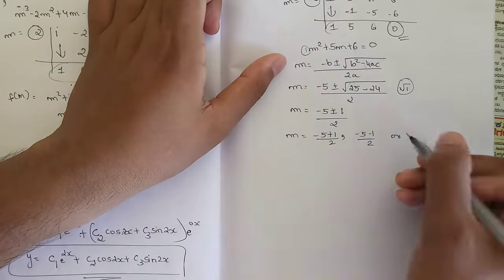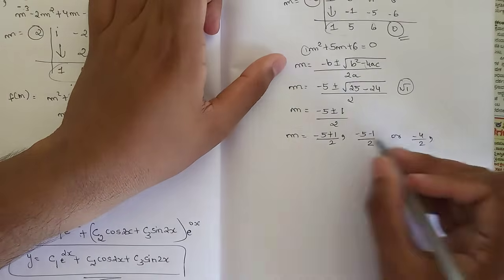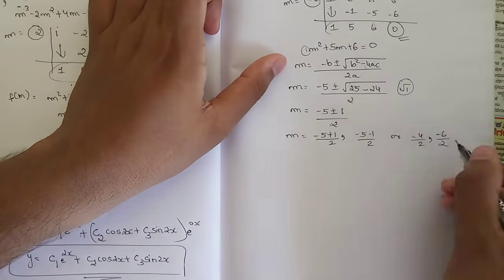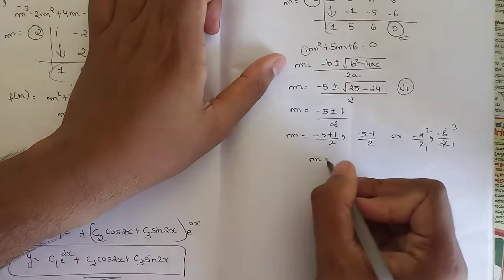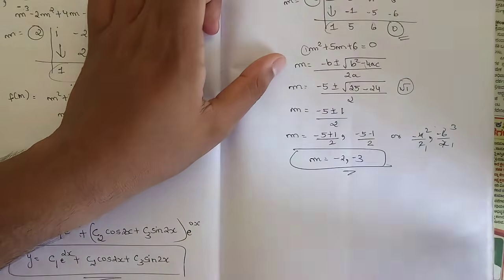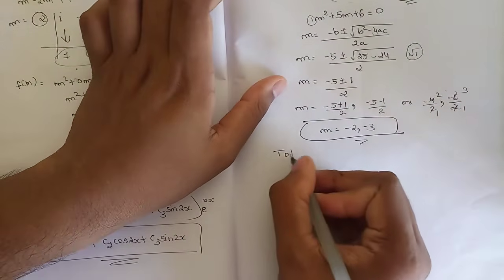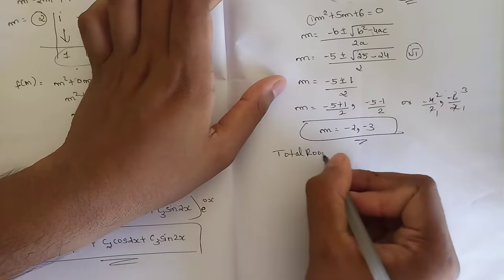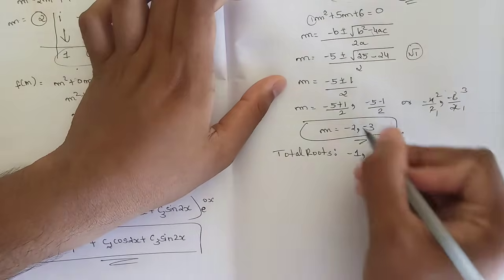So the value of m is minus 5 plus 1 by 2 or minus 5 minus 1 by 2. That is, minus 5 plus 1 by 2 is equal to minus 4 by 2, or minus 5 minus 1 by 2 is equal to minus 6 by 2. 2 1s are 2, 2 2s are 4, 2 3s are 6. So the roots we are getting for this quadratic equation are minus 2 and minus 3, right? But the total roots for this whole cubic equation: the first root we got is minus 1, so minus 1 along with these two roots.